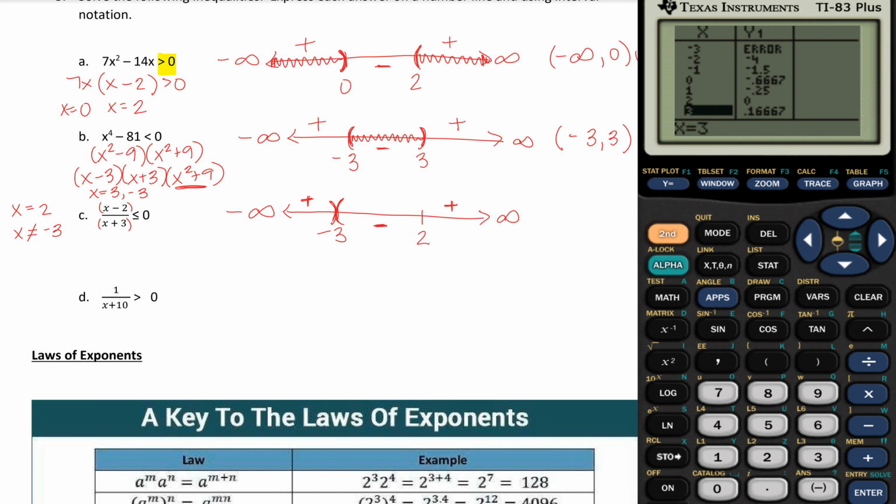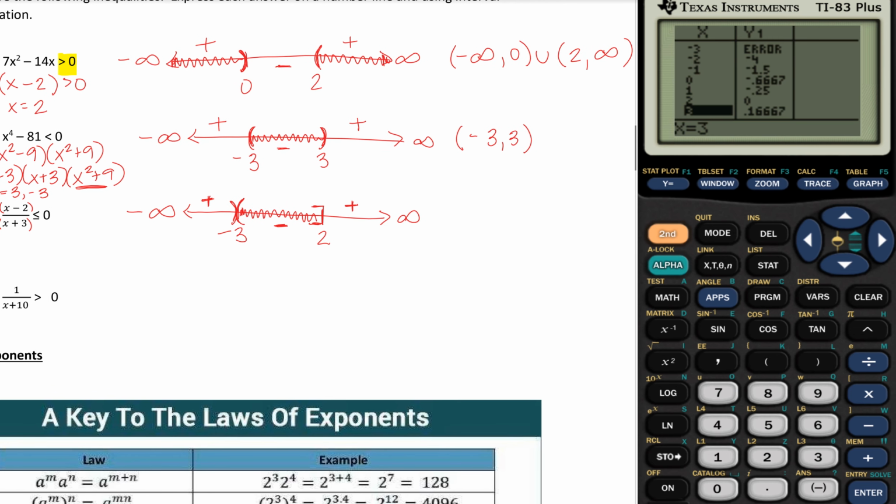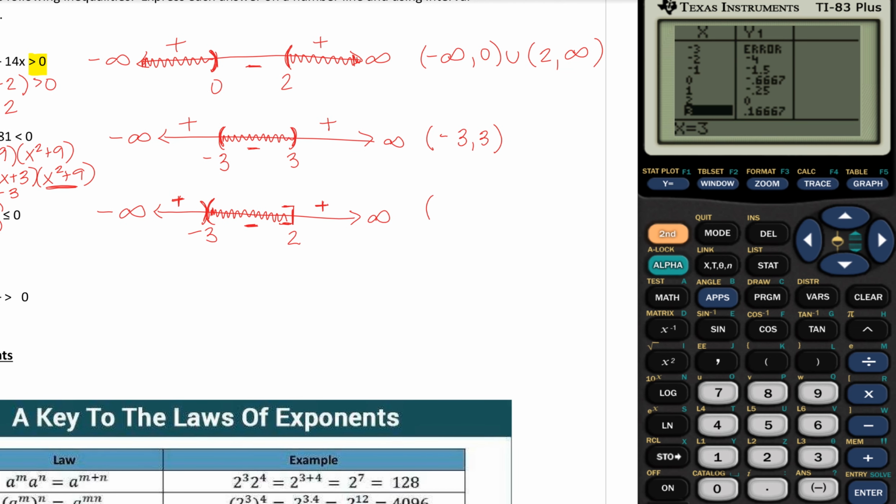Now, I want everything that is less than or equal to 0, so I know that it will be my negative numbers. It's going to be everything between negative 3 and 2. The 2 will have a bracket because it can be included. And when I go to write this, I know it will be a parentheses on the negative 3 side because it cannot be negative 3, to 2 with a bracket.